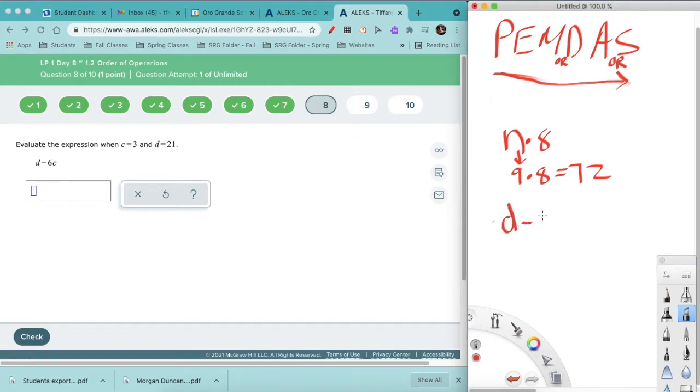Okay, so we have d minus 6 times c. Remember, this means times. So d, they're telling us, is 21. And this is a 6, so that stays a 6. But we now know c is 3. So I just plugged my pieces in. So now I'm going to evaluate it. I'm going to complete the operations. Remember, order of operations says I have to do multiplication before subtraction. So 6 times 3 is 18. And then if I subtract these guys, I get 3. Because 21 minus 18 is 3.